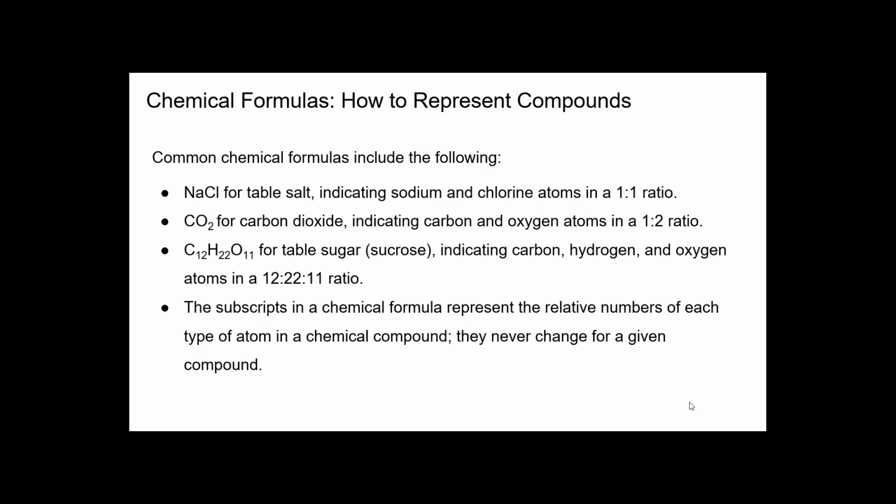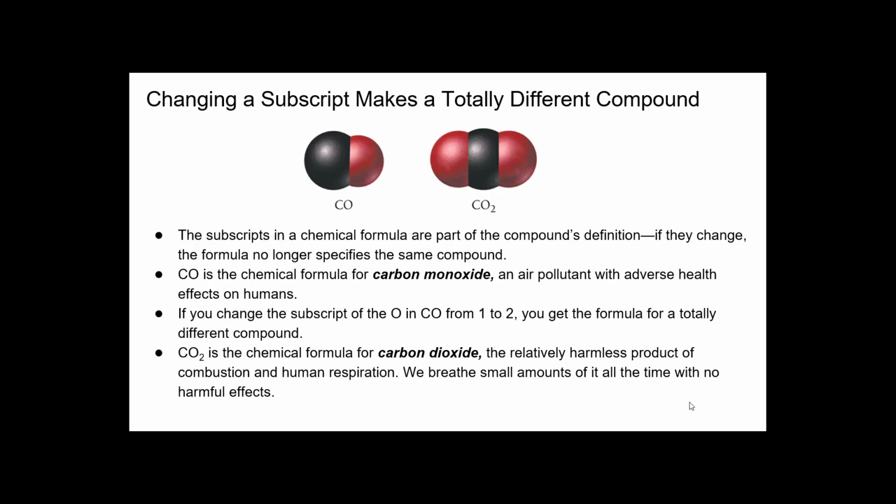The subscripts in a chemical formula represent the relative numbers. Relative meaning how these are all related to each other in this compound. Just like you're related to people, that word relative means they are related to each other in this compound. So for each type of atom, they never change for a given compound. If those subscripts change, you no longer have that compound. You have something else. For instance, again, water is H2O. But if you have H2O2, you do not have water. You don't want to drink hydrogen peroxide. That is hydrogen peroxide. So if even 1 subscript changes, it is something else.